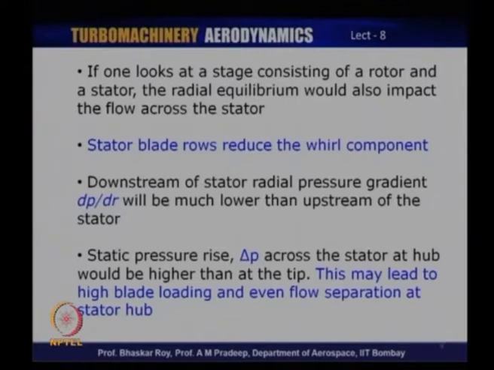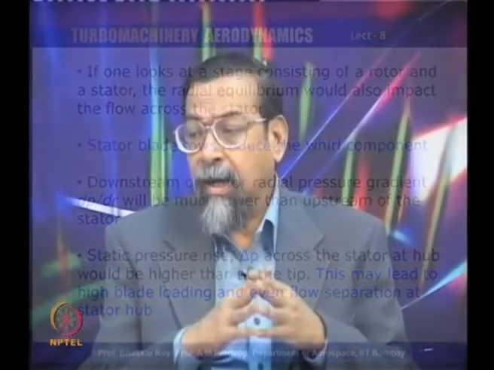The static pressure rise delta P across the stator at the hub would be much higher than at the tip. In the rotor, we had just seen it was exactly opposite. At the hub, it was much less than at the tip. Across the stator, it will be high at the hub and low at the tip. Now, this may lead to a high blade loading near the hub sections and even flow separation. Increased blade loading, increased static pressure ratio essentially means that the blade is aerodynamically loaded more. You are trying to get more out of it aerodynamically, and that is blade loading.